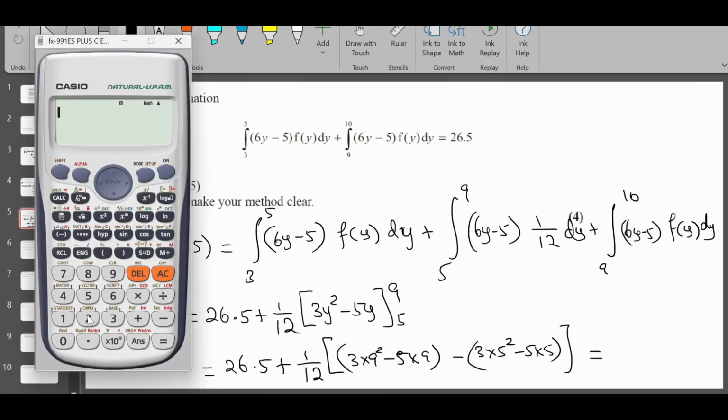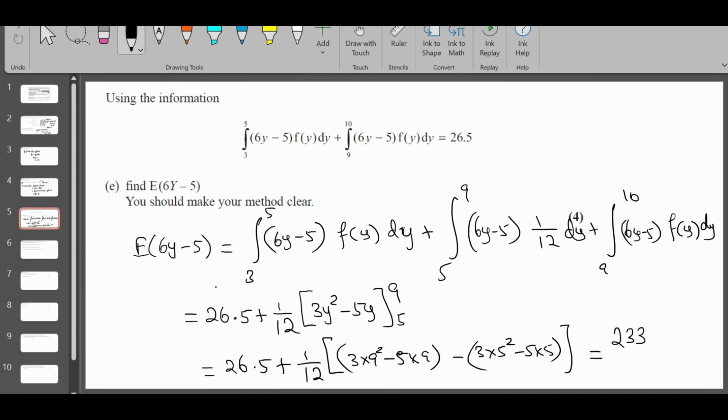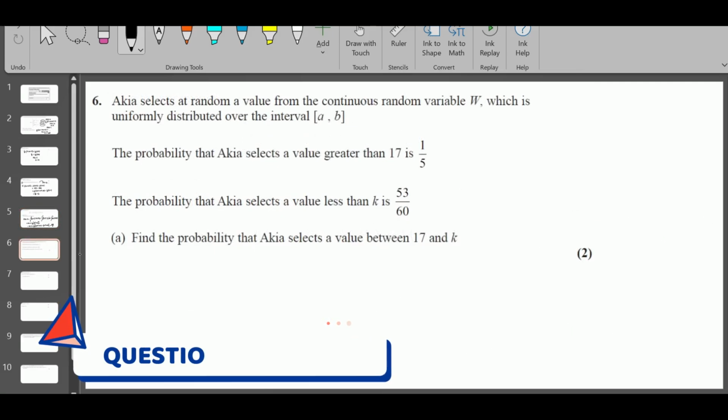So I'm going to put everything in my calculator in one shot. 26.5 plus 1 over 12. I'm going to open the bracket again: 3 times 9 square minus 5 times 9, close bracket, minus, open the bracket, lower limit now, 3 times 5 square minus 25, close the bracket again. 233 over 6 is the answer. That's all. Question number 6 now.